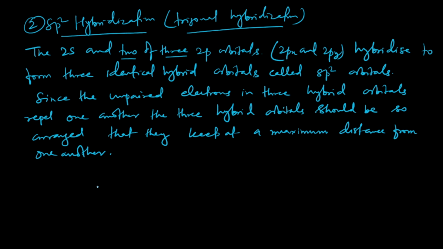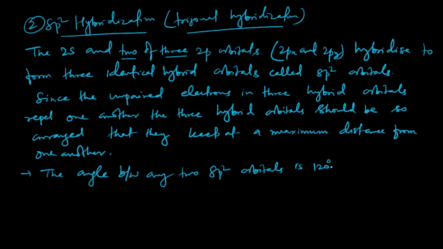So now you see you have 3 orbitals and you want to keep a maximum distance from one another. So what will be the angle? It will be 360 divided by 3, so the angle will be 120 degree. Just write over here: the angle between any two sp2 orbitals is 120 degree. Correct?